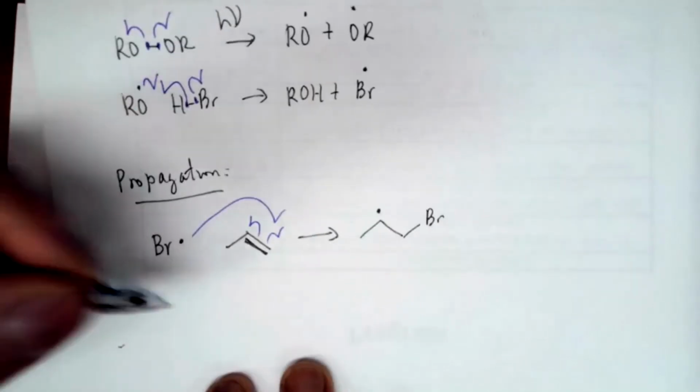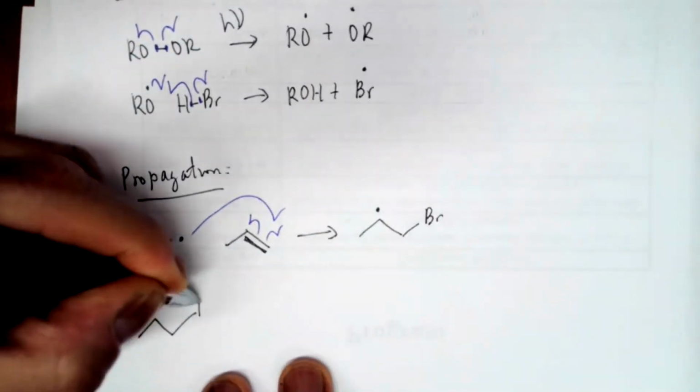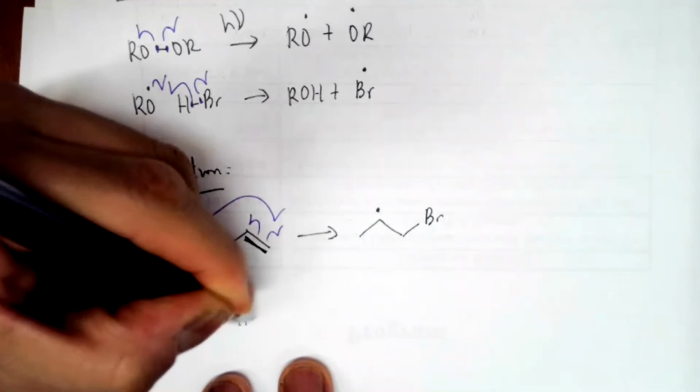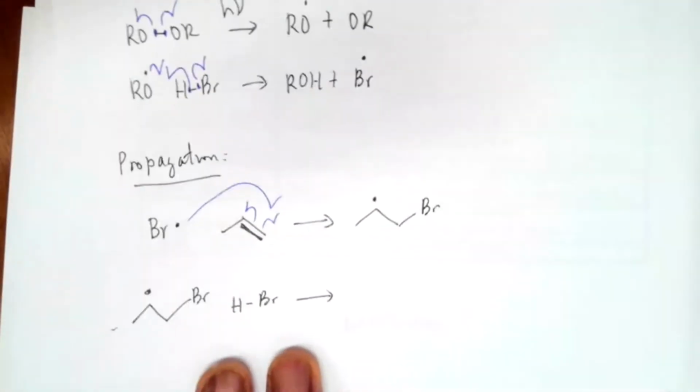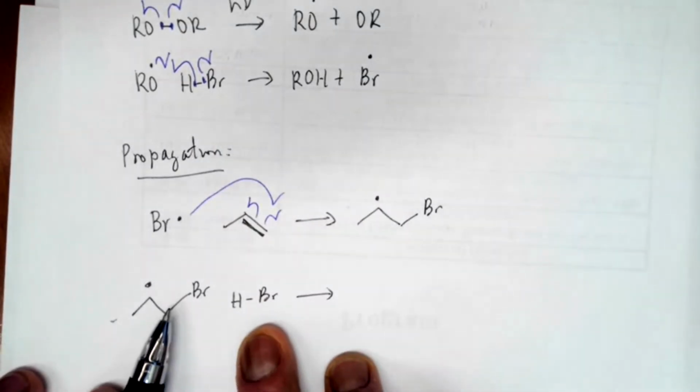Okay, I made that compound. Now this radical that I just made will react with my starting material, which is HBr. And here is where the reaction will happen.